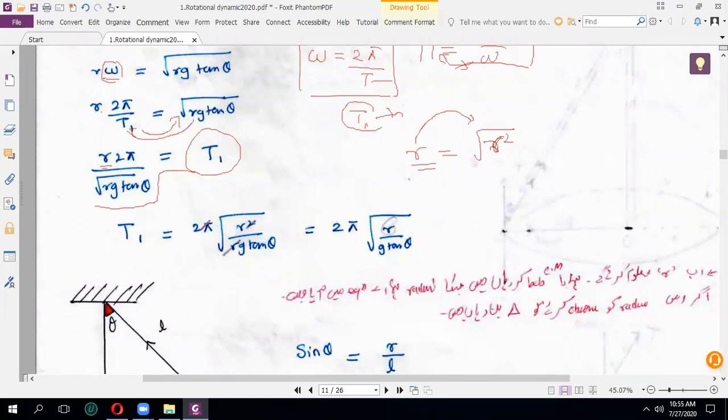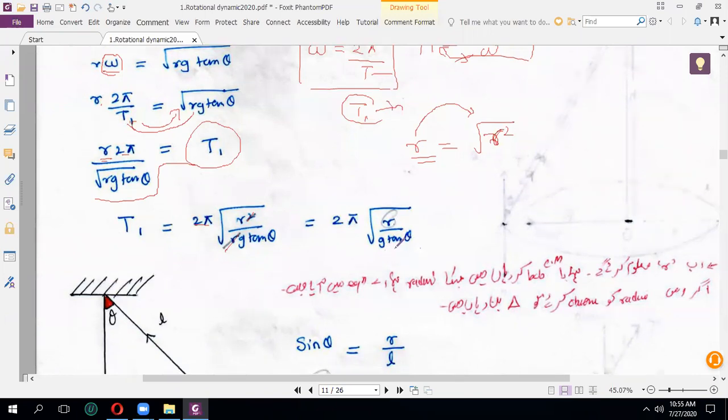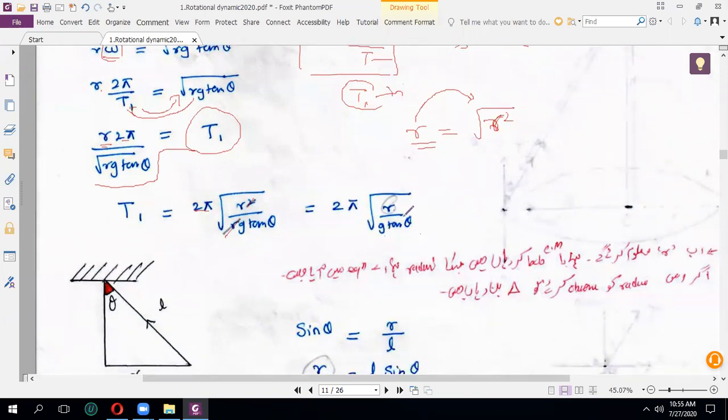So it becomes T1 is equal to 2 pi, and this part is the square root of R square upon RG tan theta. Now this R and one R of this R square are cancelled. What we are getting: 2 pi square root of R upon G tan theta. This part is clear, students?